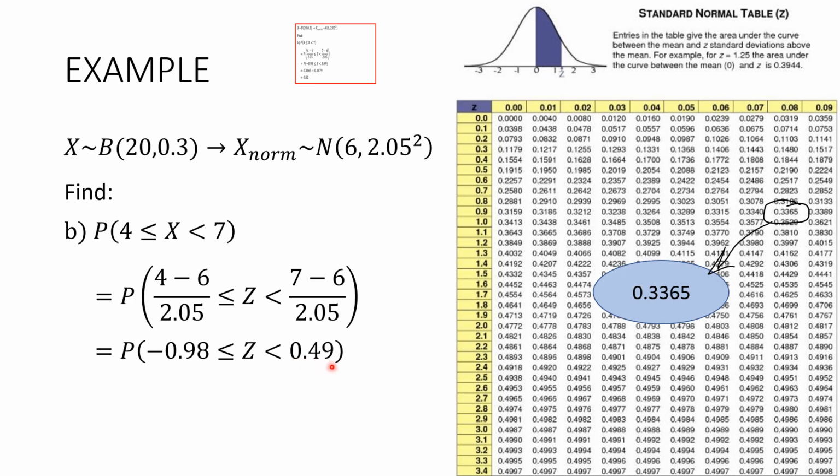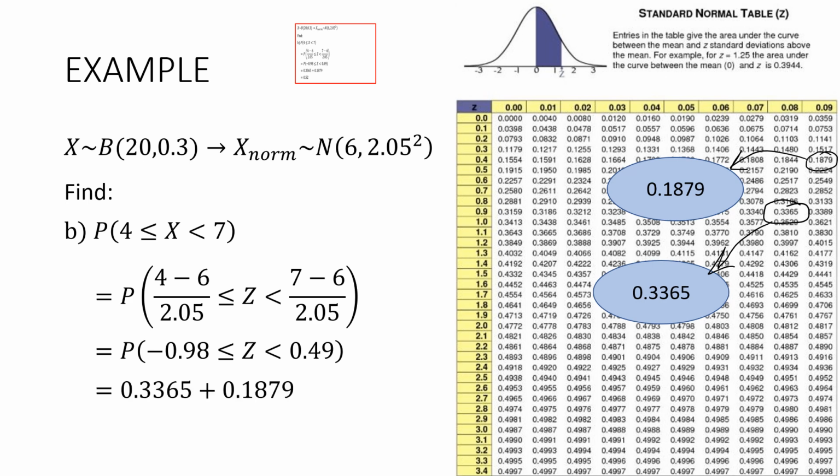And this one here, 0.49, so that's above, just sitting in there, and we want it less than that. So looking up 0.49, that's up here. And then we're just going to add those two together. So the probability that x lies in between 4 and 7 is 0.52.